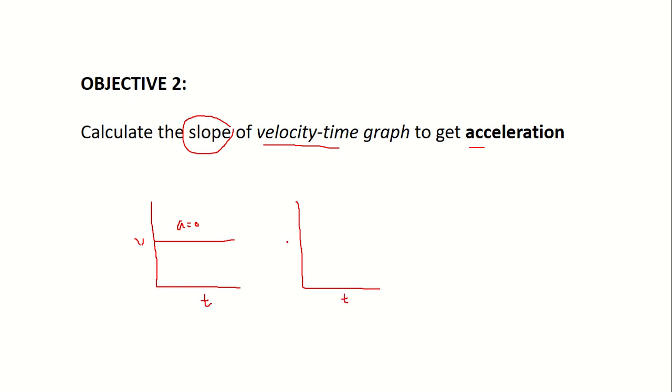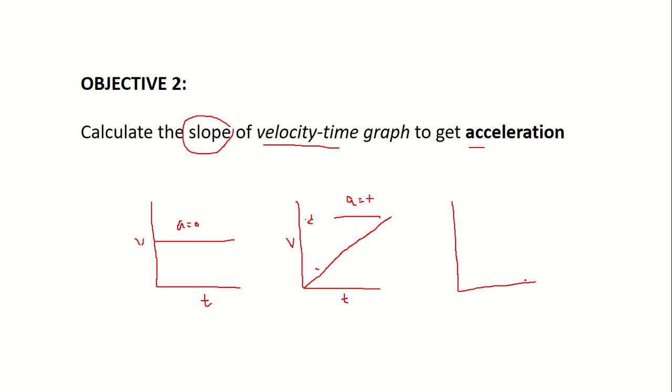So if you have a graph that looks like this, so throughout time, nag-increase yung velocity values. It's increasing. So the slope is positive. Your acceleration here would be positive as well.